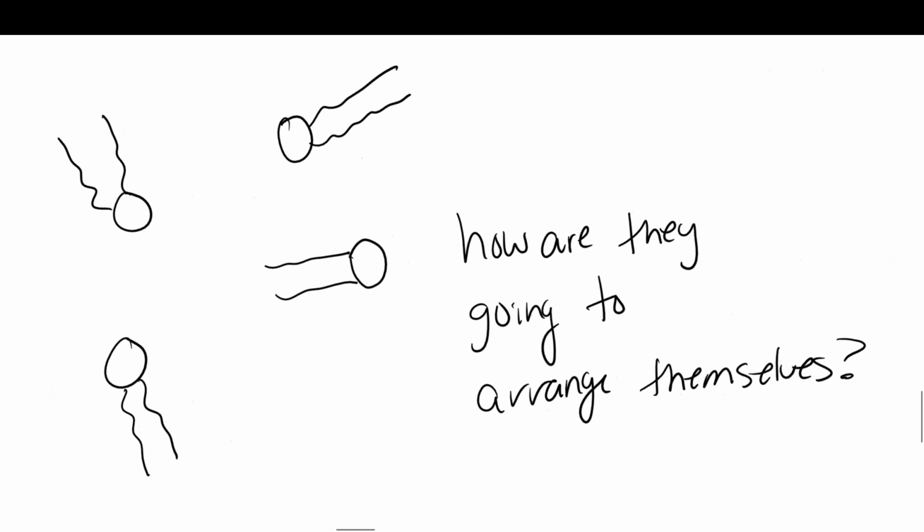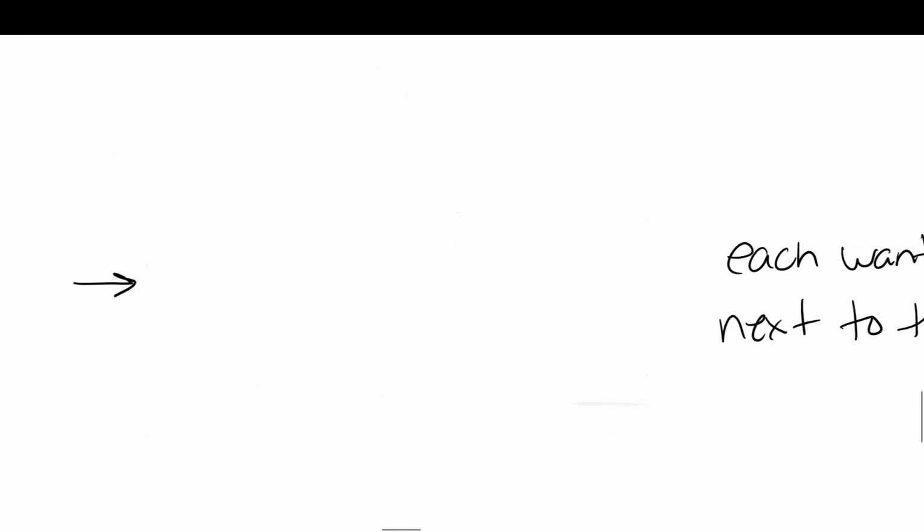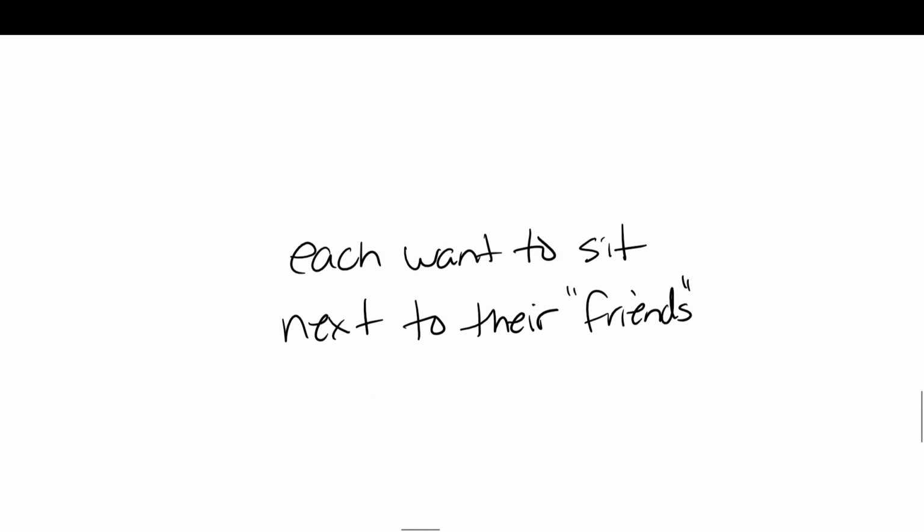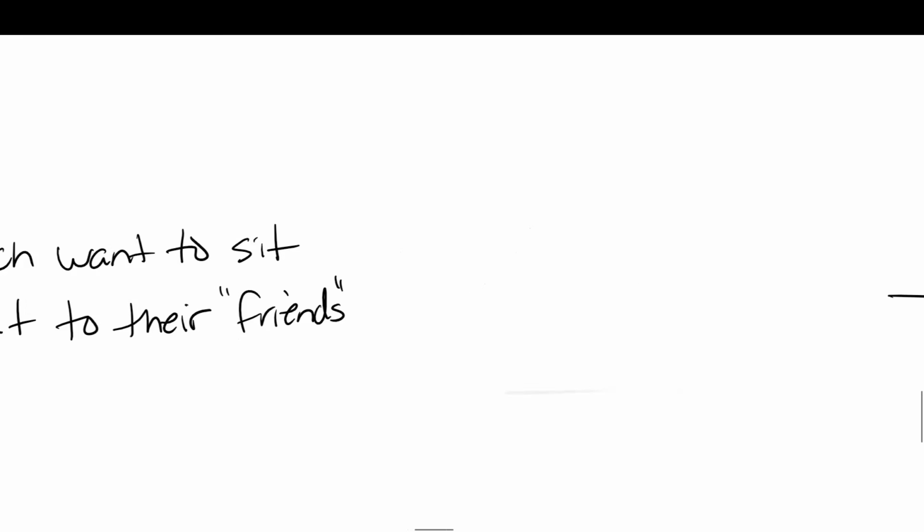So let's say we've got 4 phospholipids hanging out. How are they going to arrange themselves? Each one of them wants to sit next to their friends. So the phosphate heads want to hang out together, and the fatty acid tails, the lipid tails, want to hang out with each other, but the heads and the tails don't want to hang out with each other. Hopefully that makes sense.